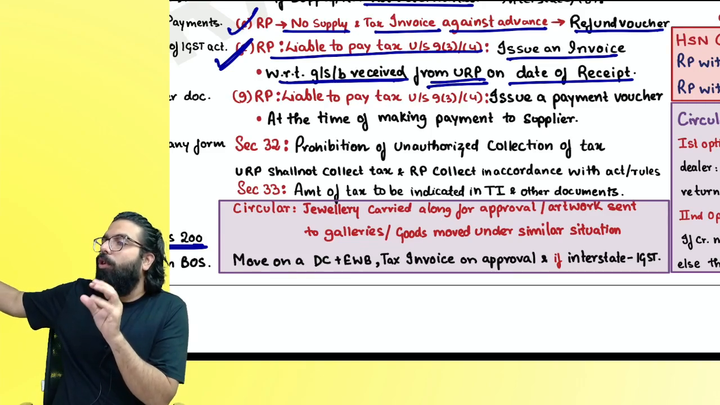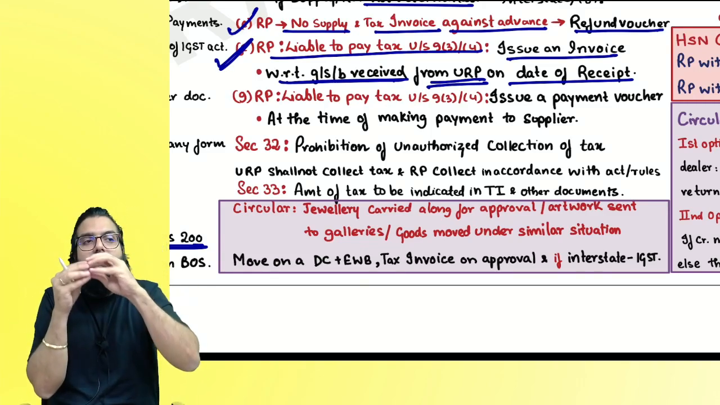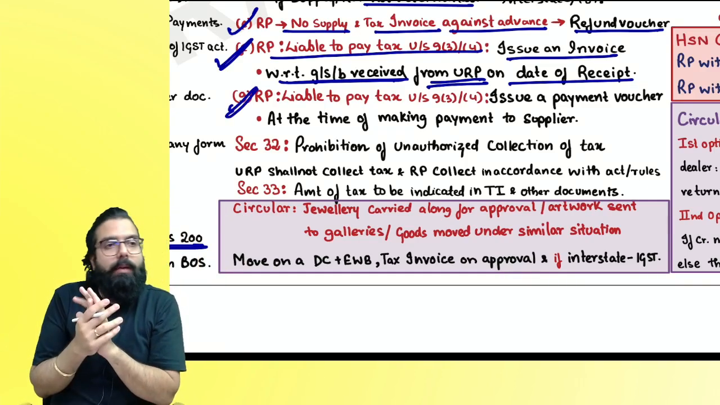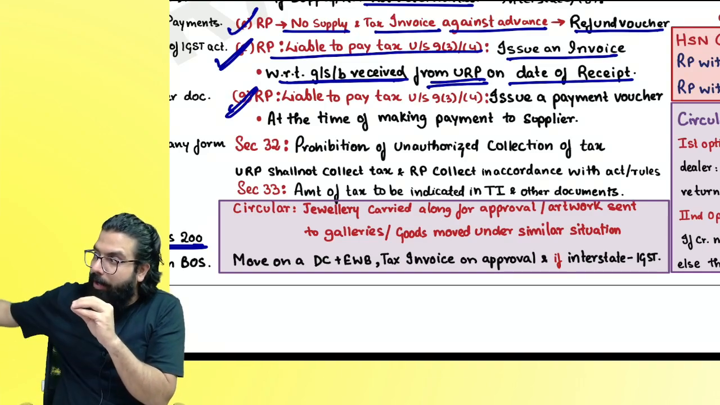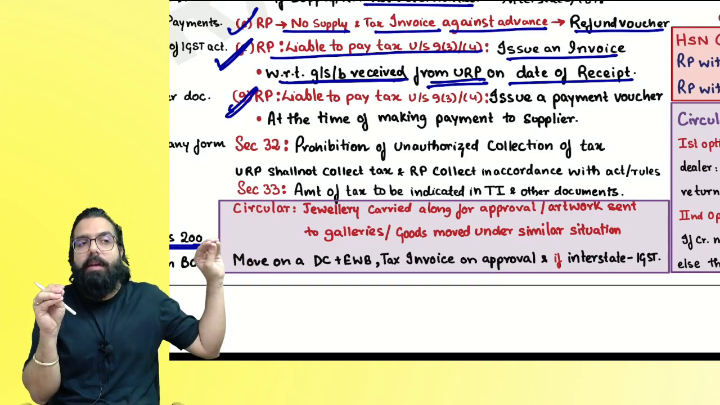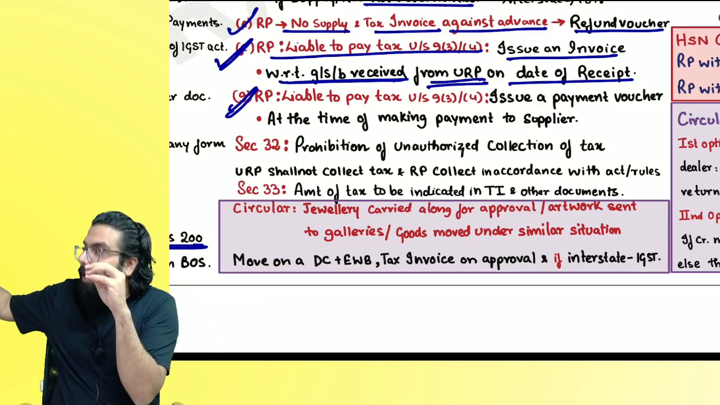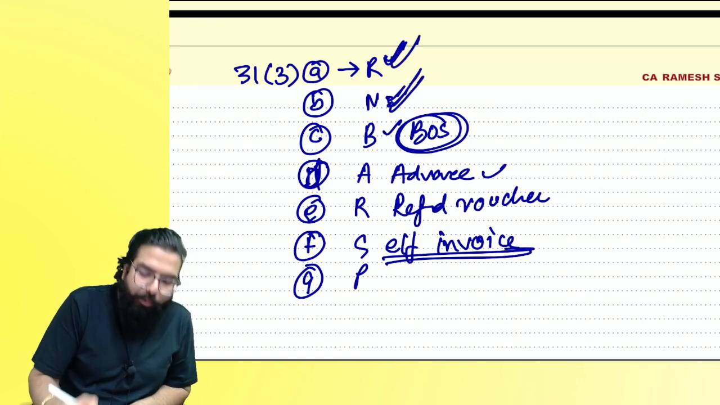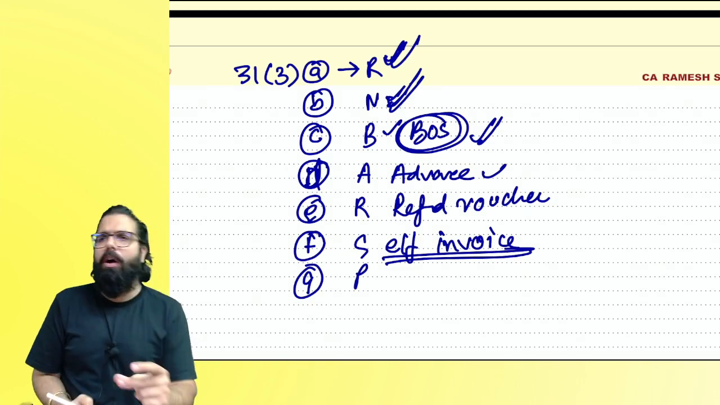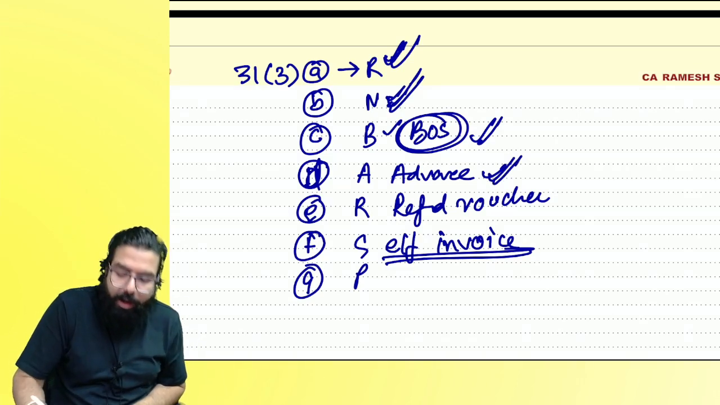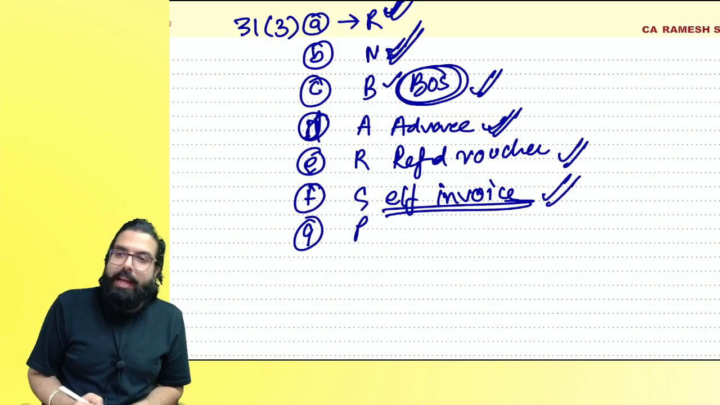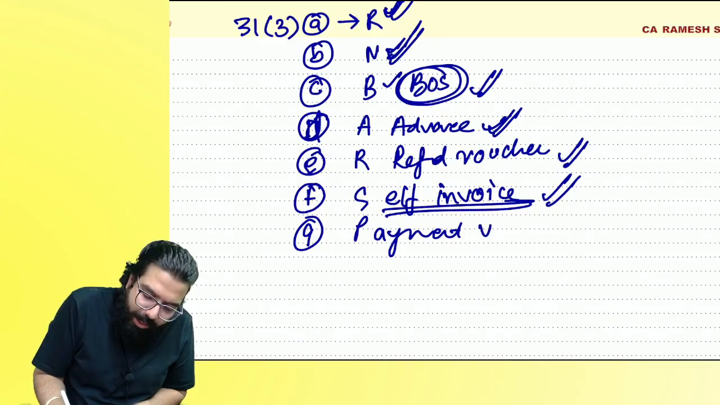When I am making payment to those people who have supplied me goods or services on which I am paying tax under reverse charge, I should always issue a payment voucher, whether he is a registered person or unregistered person. Whenever you have paid the tax under reverse charge on a supply, if you are making the payment to those people, you should always issue a payment voucher. What did I tell you over here? R for revised tax invoice, N for no tax invoice, B for bill of supply, A for advance pay receipt voucher, R for refund voucher, S for self invoice, P for payment voucher.